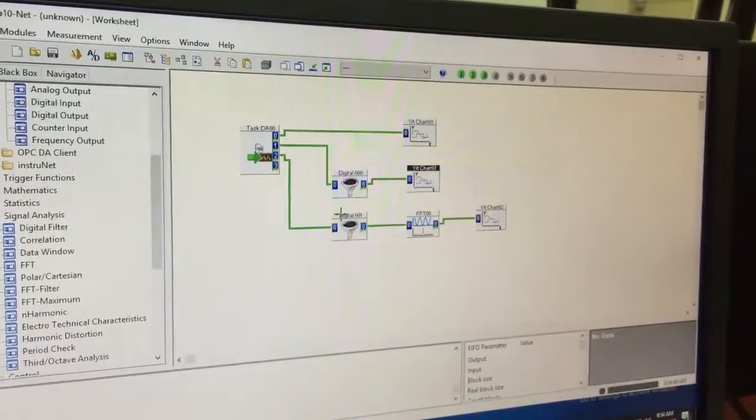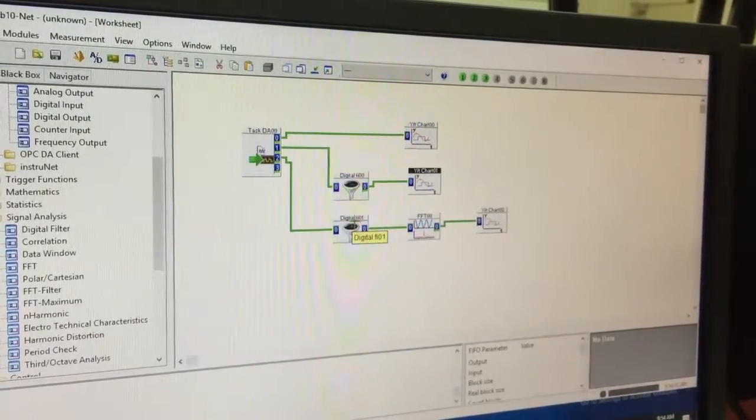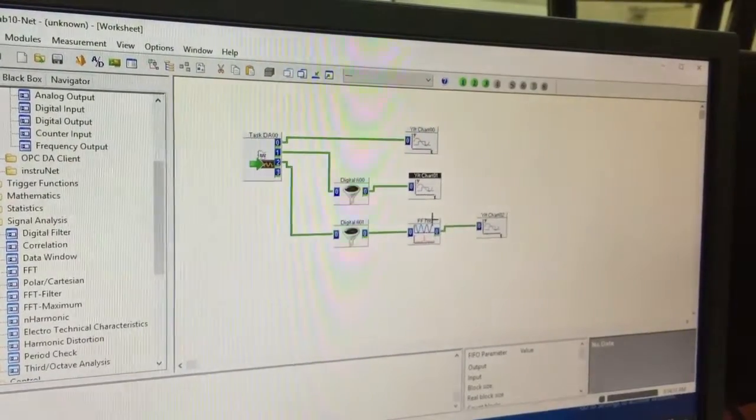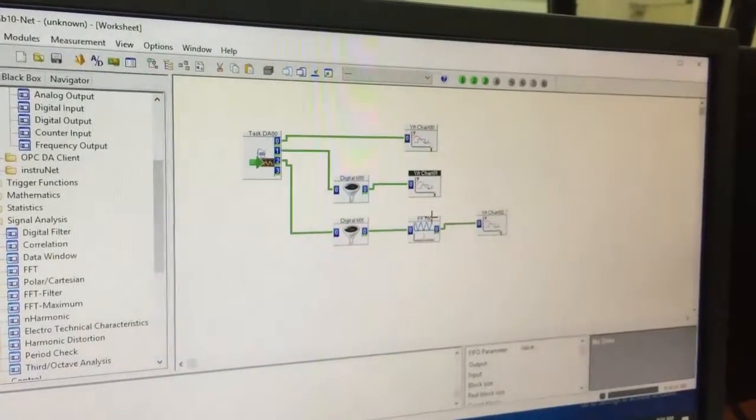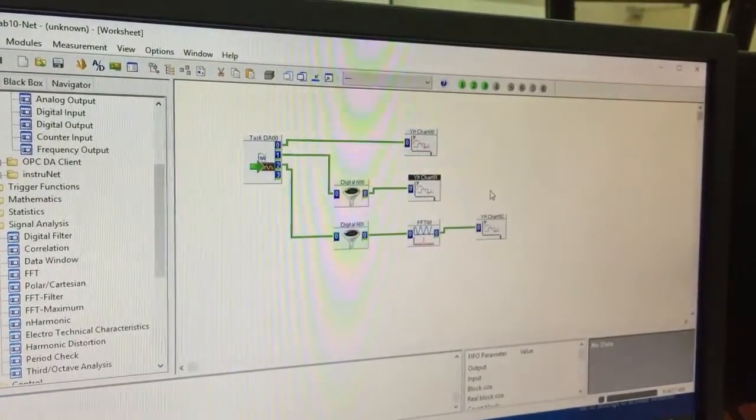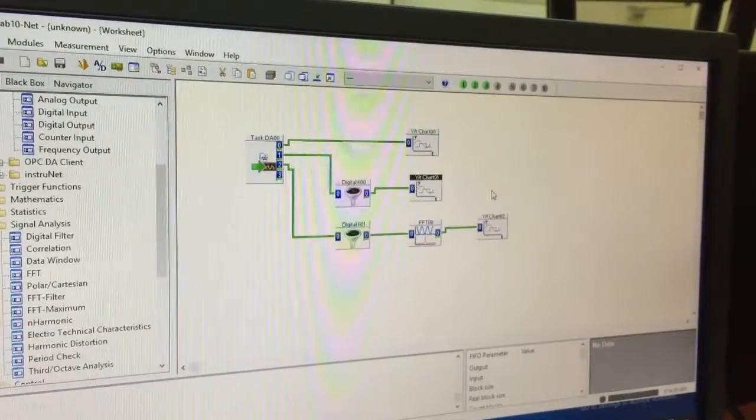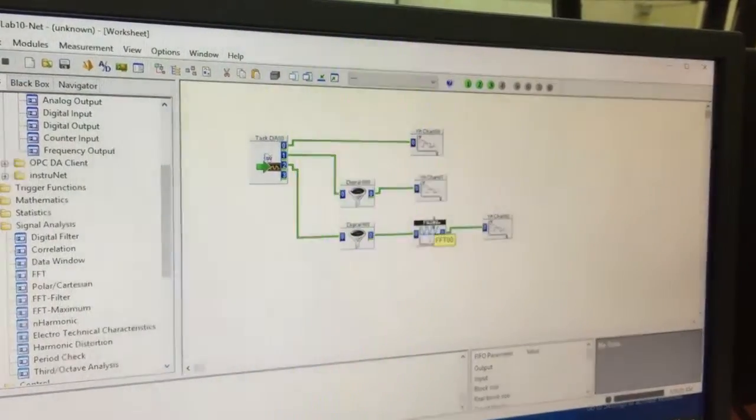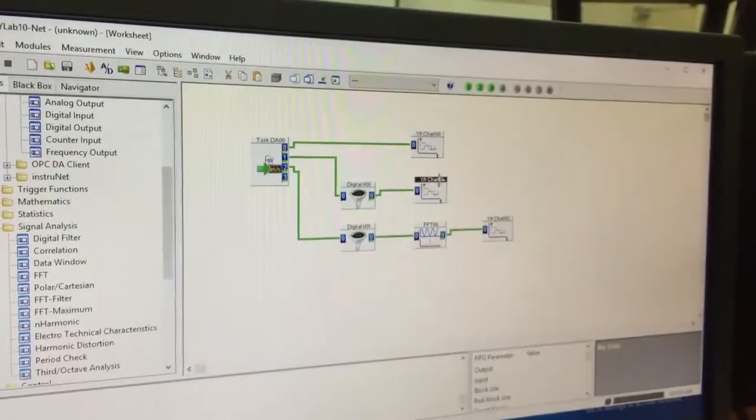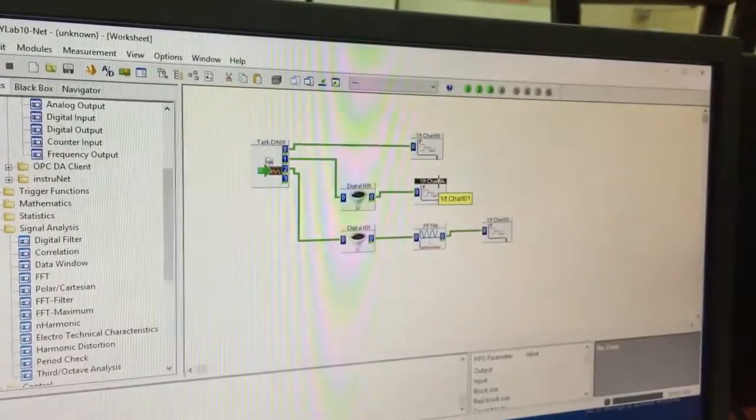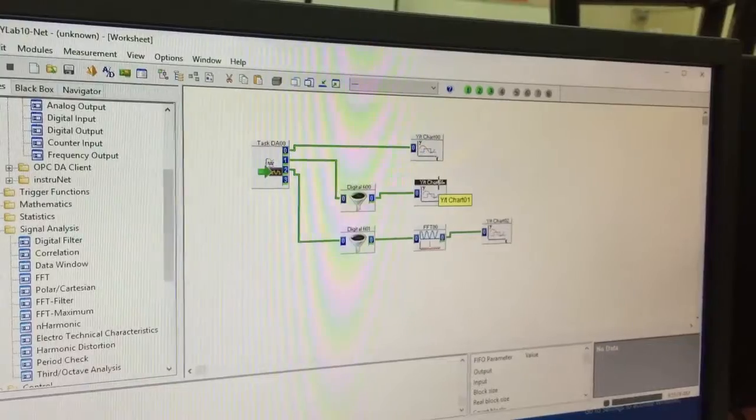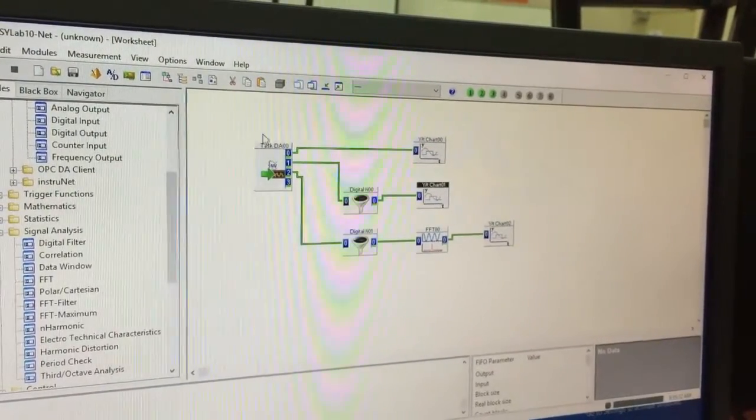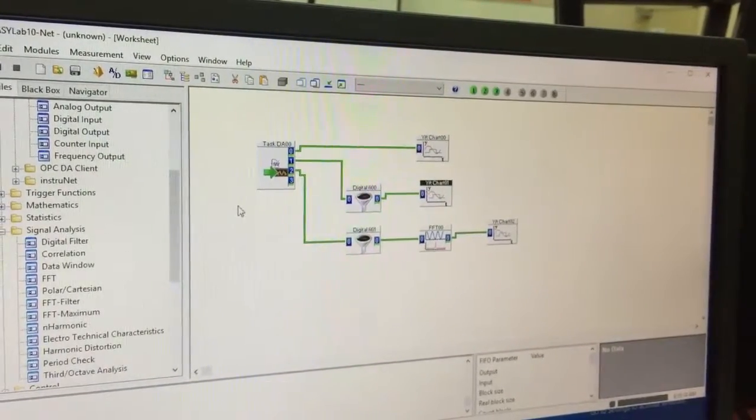And for the third one, we have used the same digital filter and then an FFT graph to convert the time-based graph to a frequency-based graph. From this graph we can find the frequency value, and from the other graph we can find the time for the vibration. That's all for our DasyLab setup for this experiment.